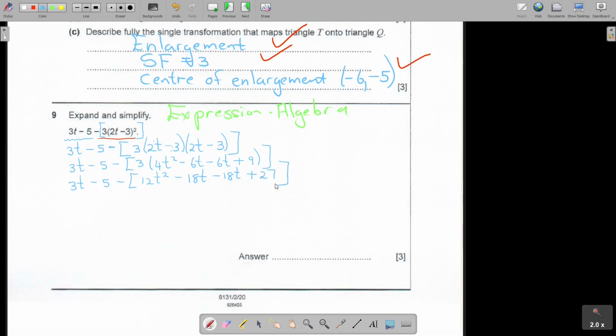And now I'm just going to bring in, do you see that red robot? That's going to change all the signs inside. Okay, so let's start. I again write 3t minus 5, and now I just multiply that negative in. A negative times a negative, positive 18t. Negative times negative, positive 18t. Negative times positive, negative 27.